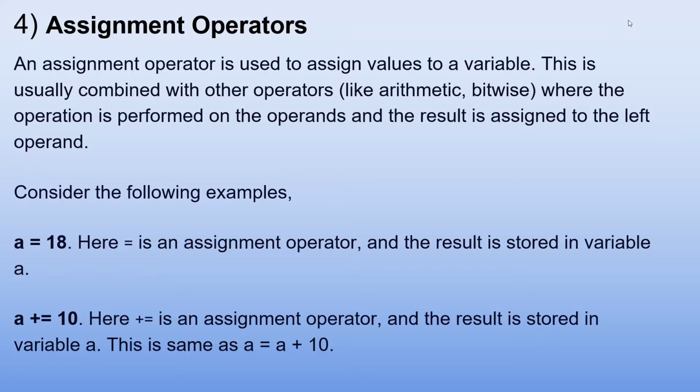So first, let us consider some following examples, like a = 18. Here the = is an assignment operator, and the result will be stored in the variable a. We know that. Then secondly we have a += 10. Now the += is an assignment operator. The result is stored in the variable a. This is the same as a = a + 10. Instead of writing this lengthy one, that is a = a + 10, we will be using a += 10.